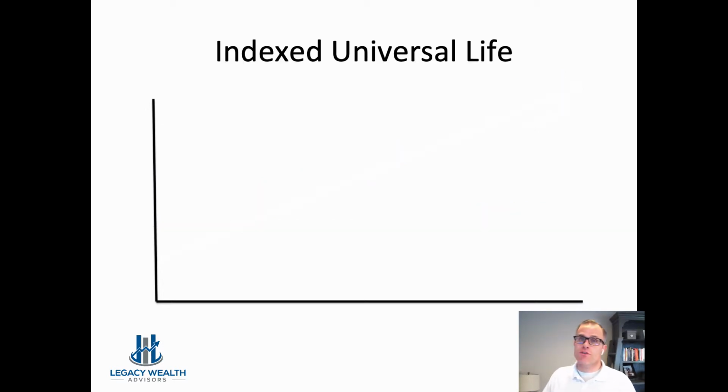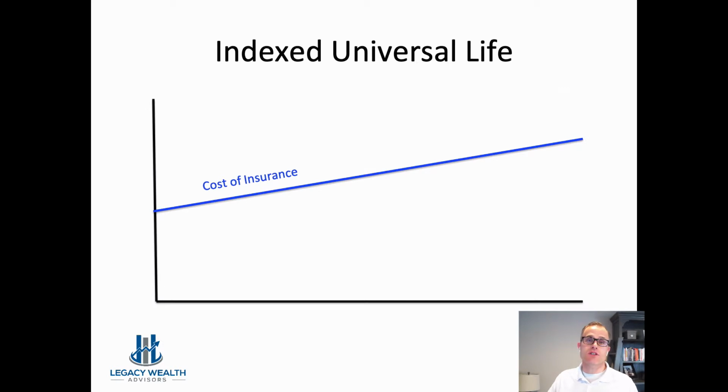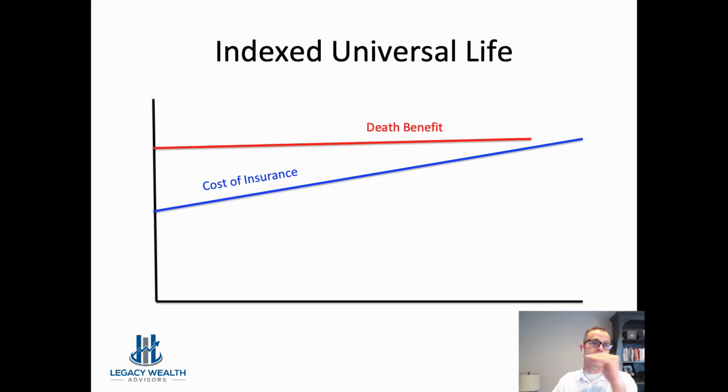When you look at an index universal life policy, the cost of insurance is increasing. So again, this goes back to it being built upon a 1-year renewable term rider. It's going to cost less to insure you today than it's going to cost to insure you next year and then the following year. So every year that cost of insurance is going to go up. Oftentimes, the death benefit on these types of policies is flat, so that death benefit just stays level. There are some IUL policies in which the death benefit will increase, but most times that death benefit just stays flat.